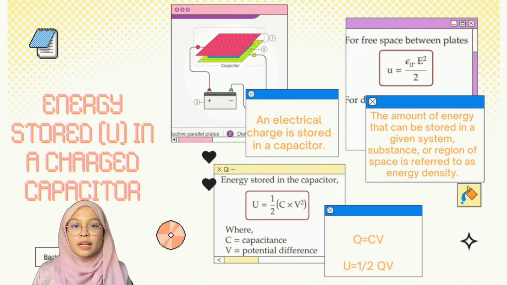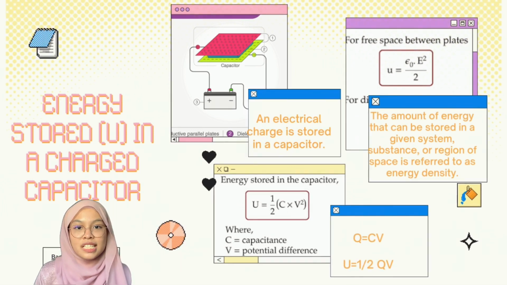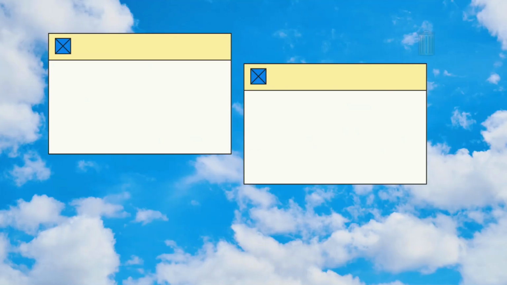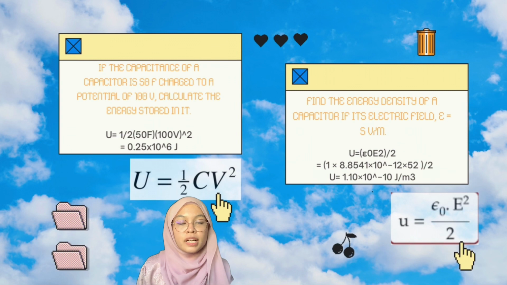Next, I will explain about energy density. Energy density is defined as the total amount of energy in a system per unit volume. So the symbol for the energy density is small u. The energy density formula is expressed as half permittivity times electric field squared, and the unit used for this formula is joule per meter cube. In the next slide, there are some examples of questions from my subtopic.